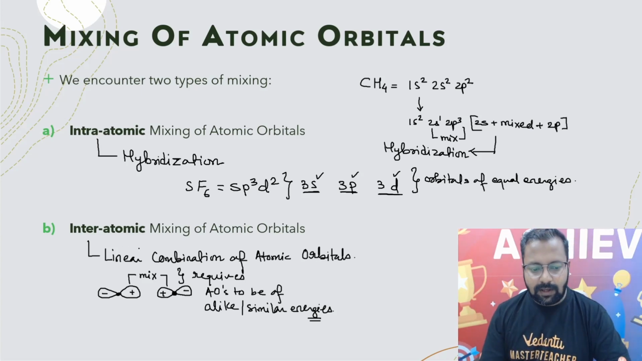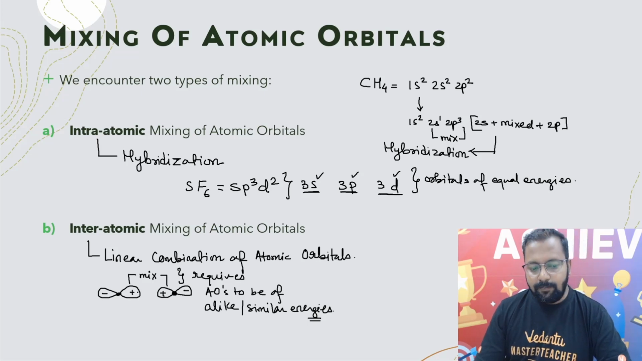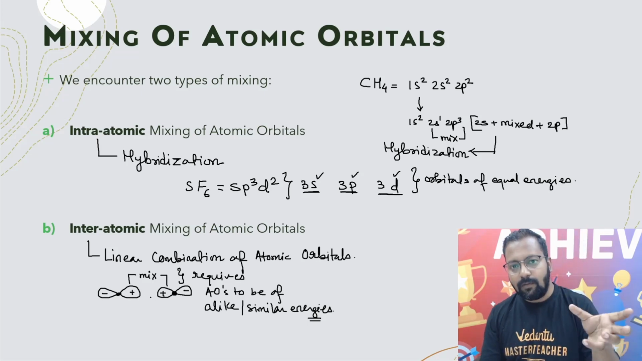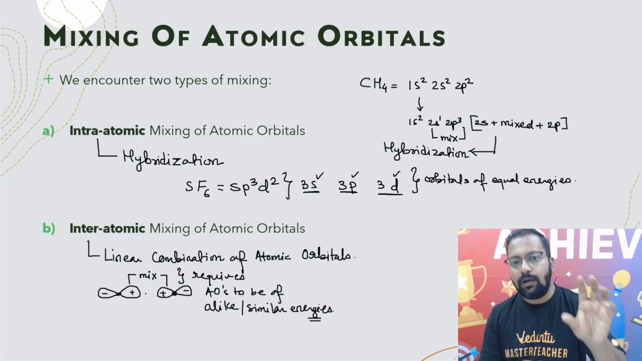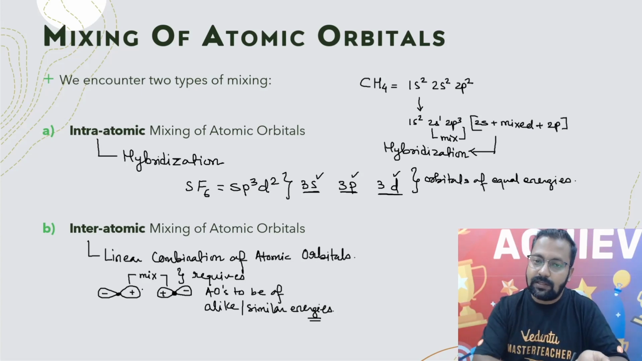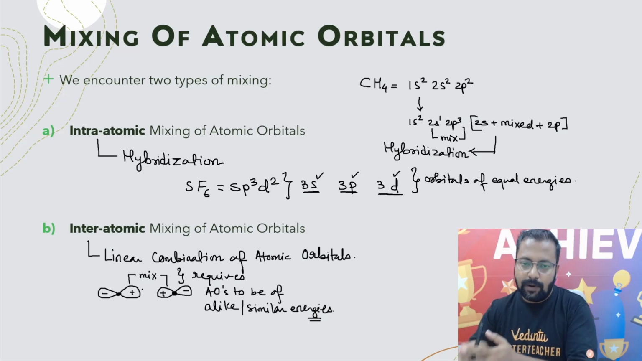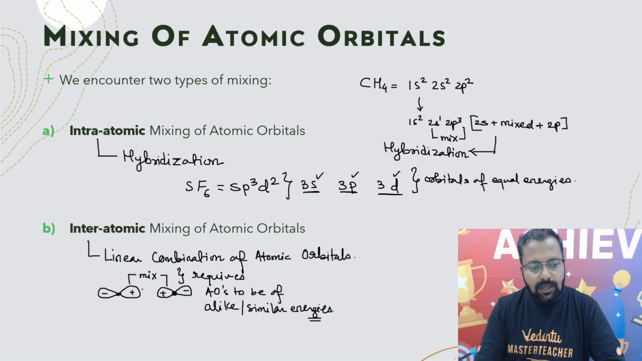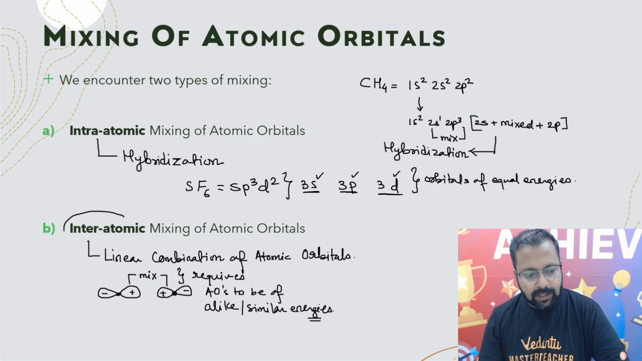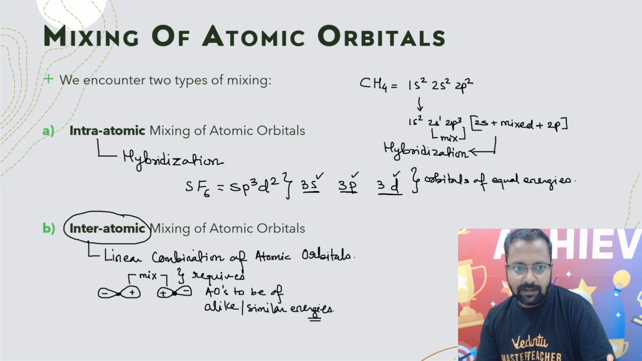सो इंटर एटॉमिक involves two nuclei, and therefore the mixing is of atomic orbitals which have almost equal or alike energies. But intra-atomic atomic orbitals of different energies can mix with each other to generate orbitals of alike energies, or orbitals of equal energies. So ये इंटर एटॉमिक को ही हम पढ़ेंगे लीनियर कॉम्बिनेशन ऑफ एटॉमिक ऑर्बिटल्स में. ओके, सो लेट्स मूव अहेड.